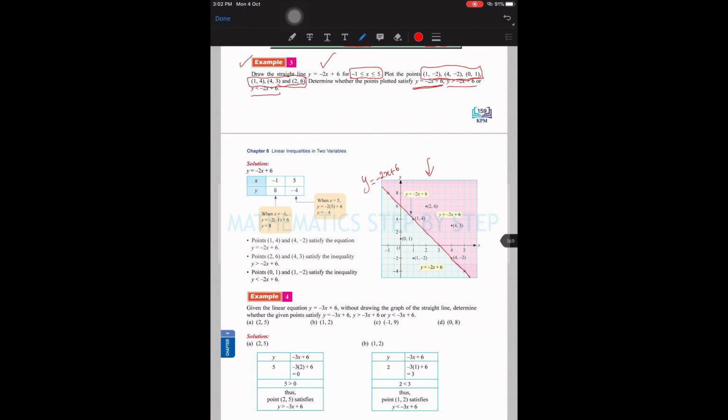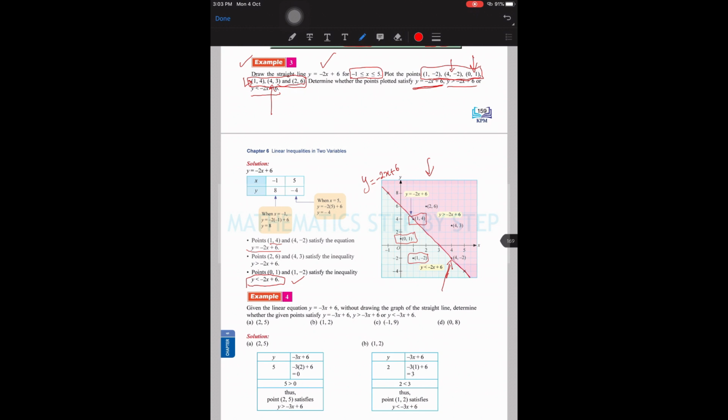So (1, -2) is here. You can see it is obvious that it is situated below the line, okay? So it satisfies y is less than negative 2x plus 6, okay? Then (4, -2) is here, so it is situated on the line itself. Then (0, 1) is here. We can see it is situated below the straight line also. Then (1, 4) is here. It is situated on the straight line.